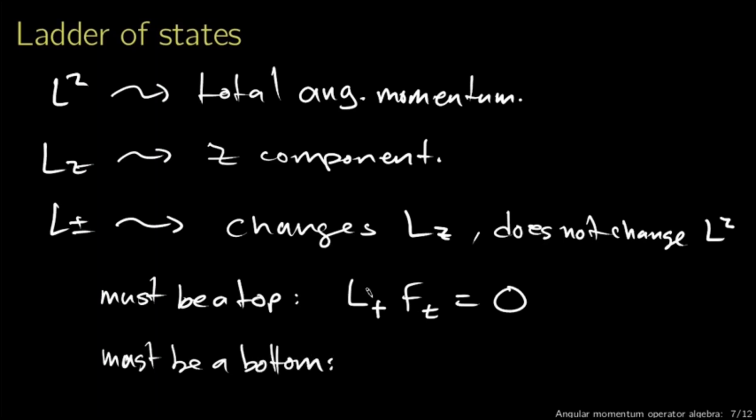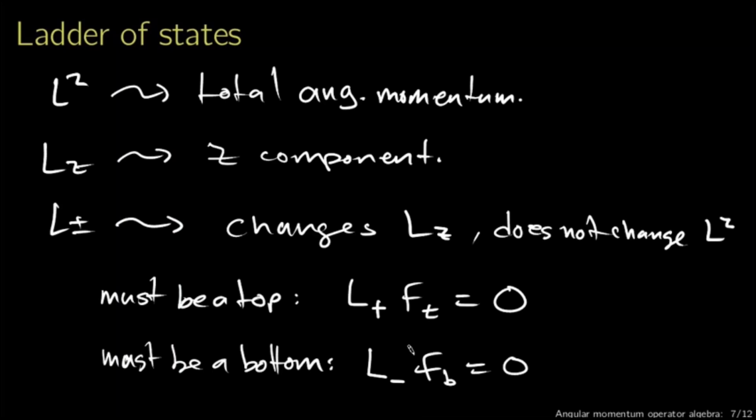Since if I keep applying L minus over and over again, eventually I'll get a sufficiently large and negative angular momentum in the z direction that I'll start to exceed the total angular momentum, and that's going to be a problem as well. So there also must be some state such that L minus acting on FB gives me 0. In order to get from FT to FB, I apply L minus. So I can lower my top state gradually, rung by rung, getting all the way down to the bottom. So this is what I mean by there being some ladder of states.